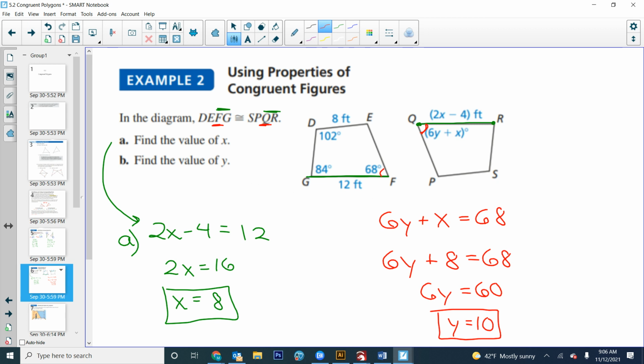That was part B. Using corresponding parts of those congruent polygons, 1, 2, 3, 4. It's a quadrilateral. Corresponding parts of that quadrilateral. Don't call it a trapezoid. We don't know if it's a trapezoid or not.